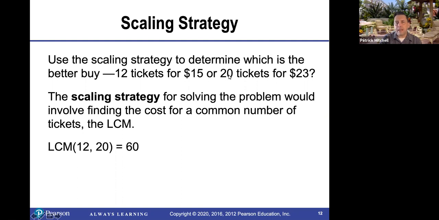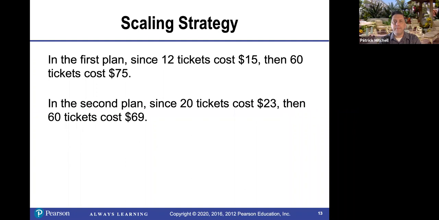Or, multiply by 3 for the other plan: 20 times 3 is 60, and 23 times 3 is 69. So under this plan, 60 tickets would cost $69. So the second plan is the better deal.